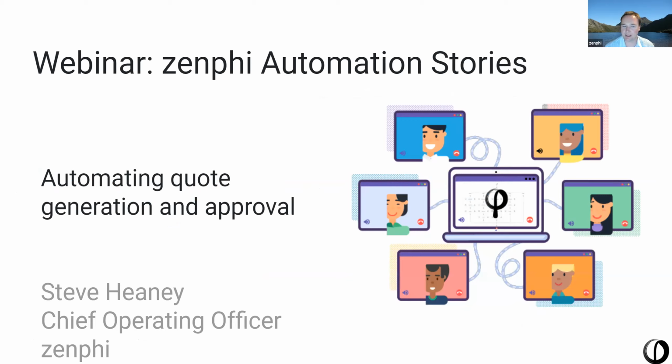And today I'll be talking about how we use Zenphi internally to automate our quote generation and approval process as part of our sales team. My name is Steve Heaney. I'm the Chief Operating Officer at Zenphi. And for a large part of my professional career, I've been working on no-code, low-code automation platforms, predominantly in the Microsoft ecosystem. But I'm really excited for the last couple of years to be part of the Zenphi team and bringing these technologies and these capabilities to Google Workspace.